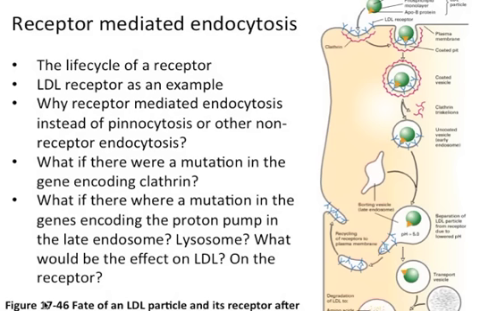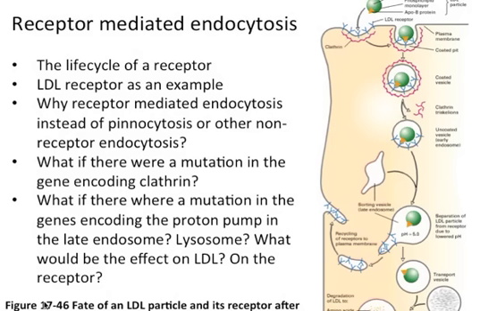Okay, so what if there were a mutation in the gene encoding clathrin? What would happen to this process? Yeah. No budding, right. So no endocytosis. That'd be bad, right? Give me a thumbs up if it's bad. No endocytosis is bad. Okay, good.